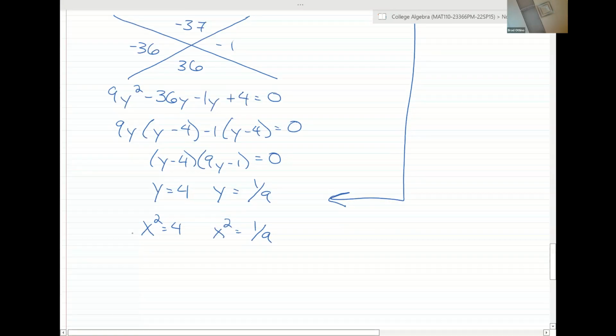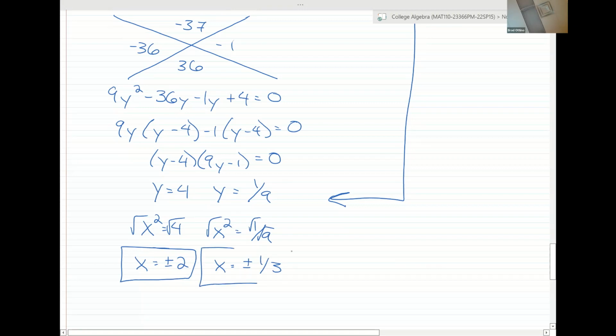So taking the square root of both sides, we get x is equal to plus or minus 2. Well, plus or minus 1/3. The original problem was x to the 4th. We're supposed to have 4 answers, and we do.